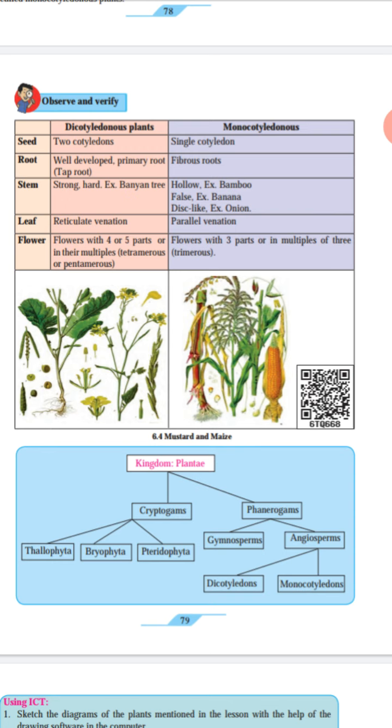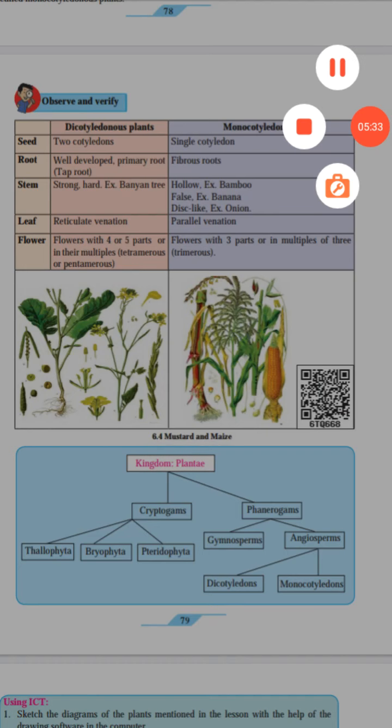The next, subkingdom phanerogams, is divided into two divisions, that is gymnosperm and angiosperm. And angiosperm are again divided into two parts, that is dicotyledonous and monocotyledonous. Here our chapter is finished. Solve exercise.